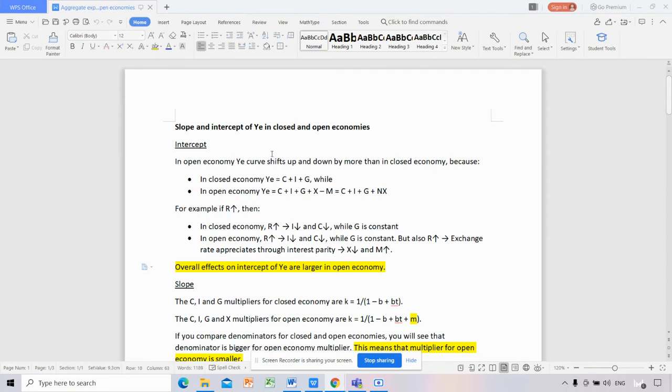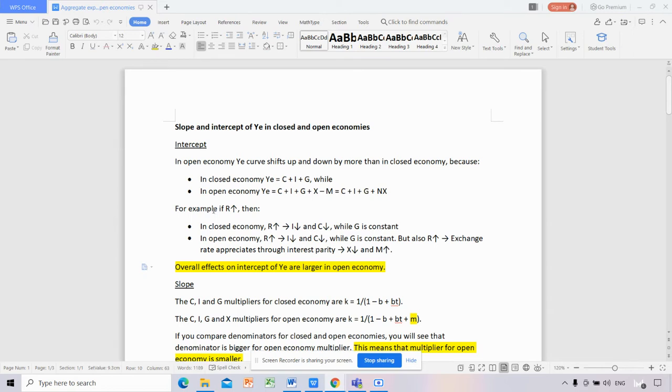So aggregate expenditure is represented by the intercept on the y-axis, on the vertical axis. Therefore, if aggregate expenditure increases, it shifts up parallel. If it decreases, it shifts down parallel. Aggregate expenditure in a closed economy is defined as C plus I plus G. There are no exports and no imports. And in an open economy, it is represented by C plus I plus G plus X minus M, which is the net exports. So what will be the effect on intercept in closed and in open economy?